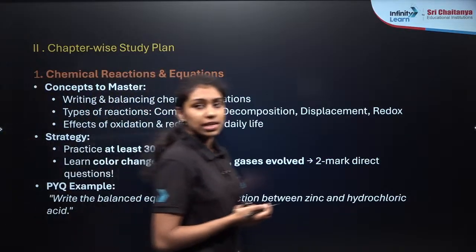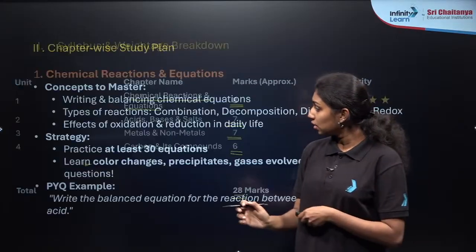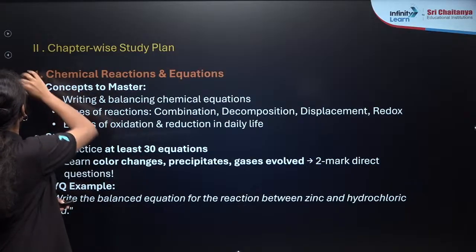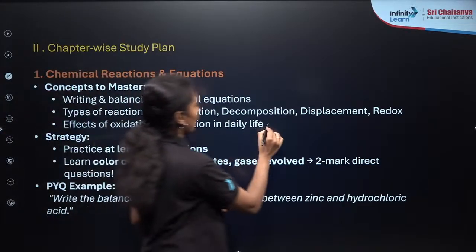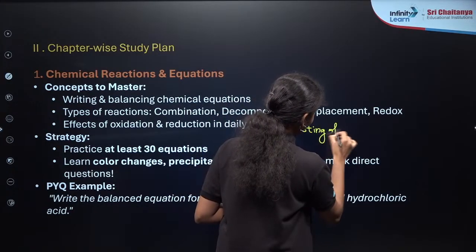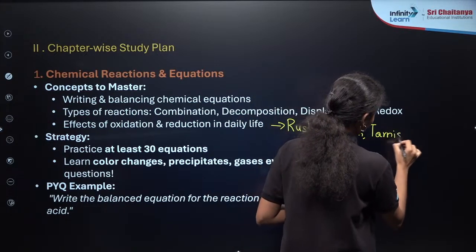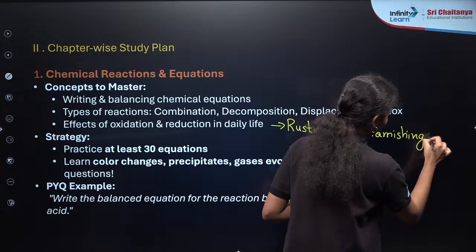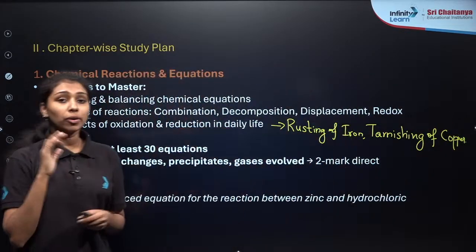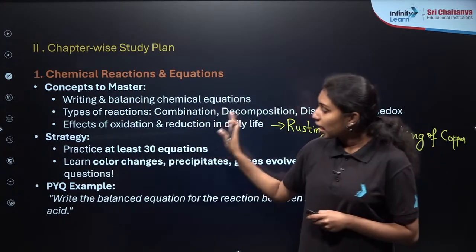Then the effects of oxidation and reduction in daily life, like corrosion, right? Corrosion we have already seen. And again, rusting of iron and tarnishing of copper. And the methods to prevent corrosion are also very important in terms of application in daily life, right? So these are the very important concepts we are going to discuss, or we can expect this many topics from the chemical reactions and equations chapter.